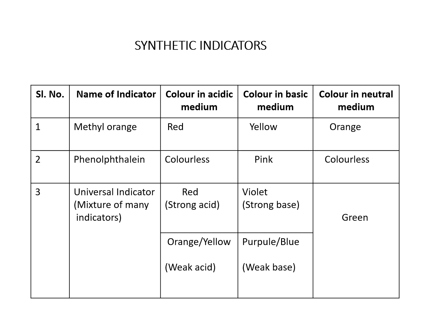Okay, now if you are adding universal indicator to a basic medium, then if the base is a strong base, it will impart violet color. If your base is a weak base, then it will impart either purple or blue color. Okay, now let us come on to the neutral medium. In neutral medium, it will show only one color, that is green color.